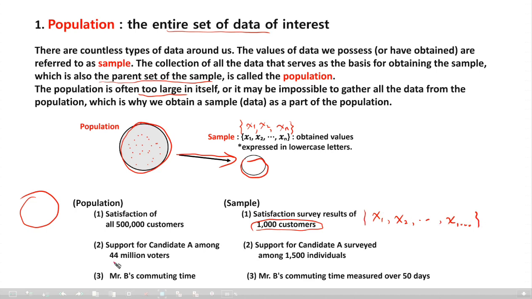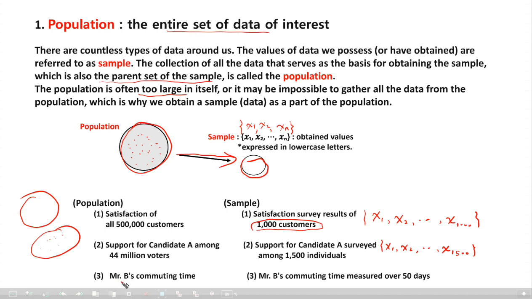Second, there are 44 million voters. The 44 million voters are the population, and there is data on support or not for candidate A, right? Unknown values. We take only 1,500 voters, and we survey support or not for candidate A. Then they are x1, x2, up to x1,500. This data set is a sample. We obtain the numbers, scores.